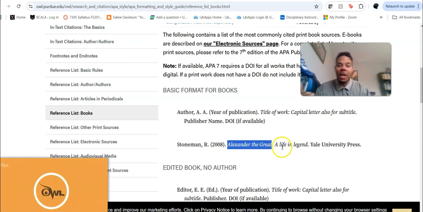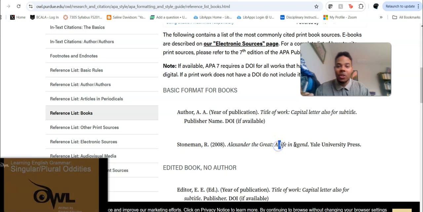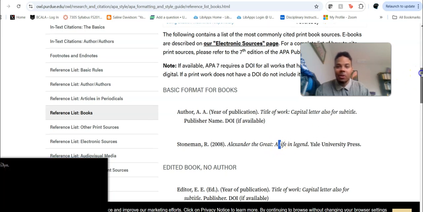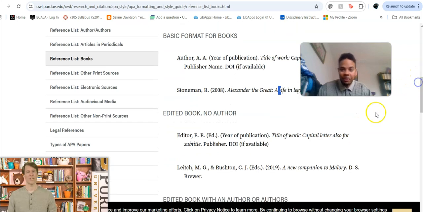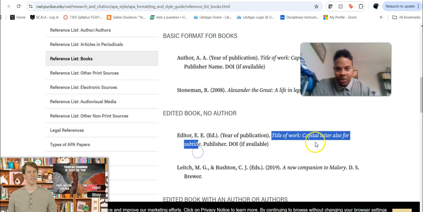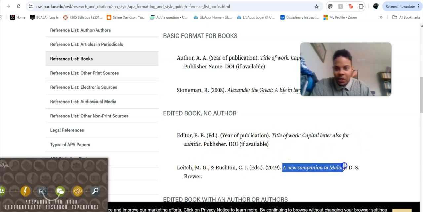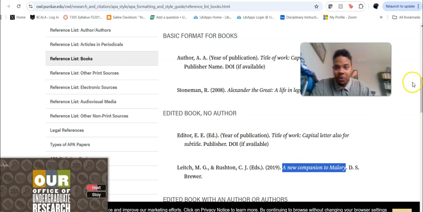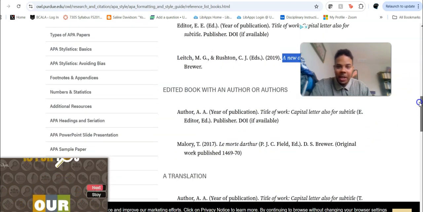So Alexander the Great, capitalized. A Life and Legend, you see that only A is capitalized because it's the beginning of the subtitle. So, as you can see here, there you go again, title of the work, capital letter also for subtitle. So this is the title of a work here, A New Companion for Mallory. As you can see, new is lowercase, companion is lowercase, Mallory is capitalized because it's a proper noun.